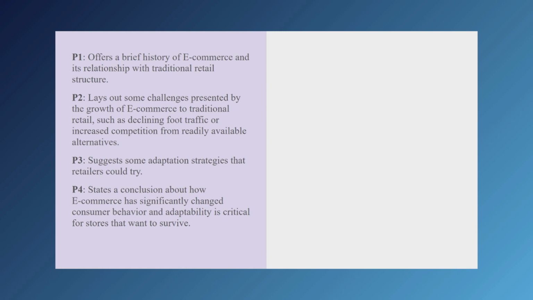The third paragraph suggests some adaptation strategies that retailers could try. And the fourth paragraph states a conclusion about how e-commerce has significantly changed consumer behavior and adaptability is critical for stores that want to survive. Here are some things that we would look for while reading a passage like this. One, why has the author written it? What is the main idea? What is their purpose for writing this passage at all?